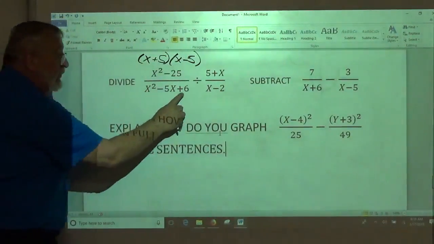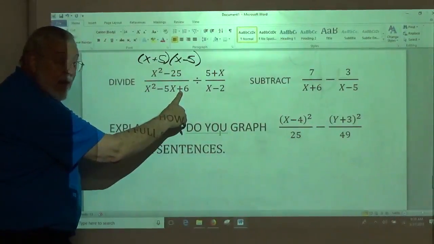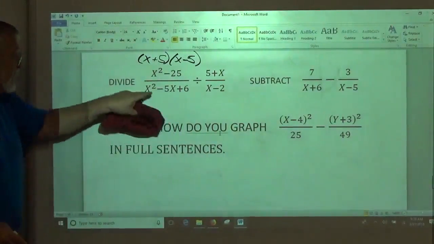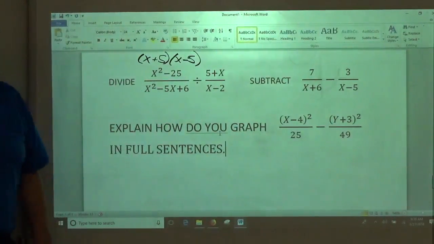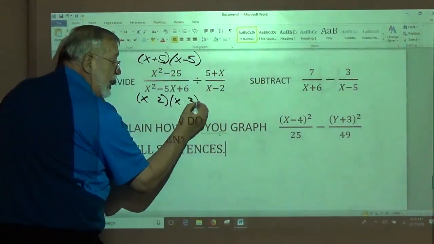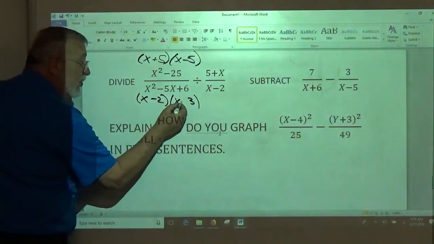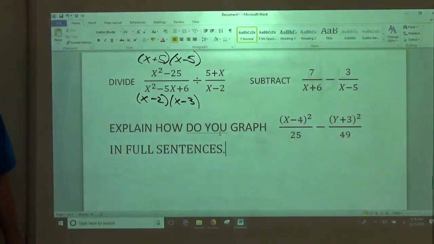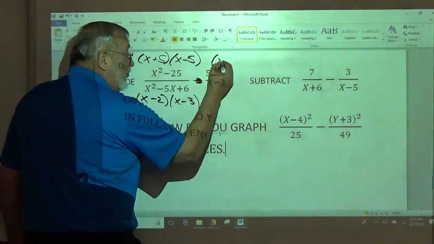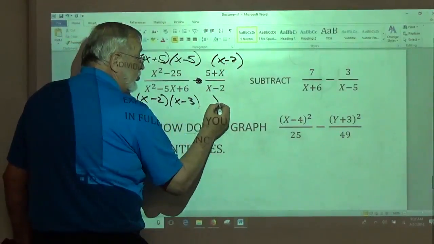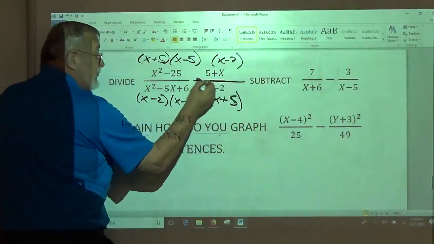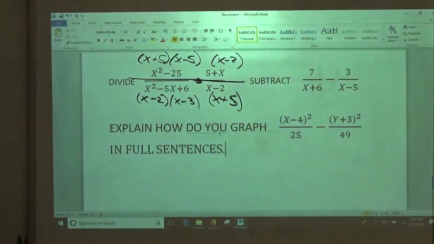Now again, here we have a plus. Signs are the same, and they add up to 5. What are the factors of 6 that add up to 5? 2 and 3. So this is x plus 2, and this is x plus 3. That adds up to 5. Okay? Now, copy, change, flip. Now I'm going to turn this around to x plus 5. Okay? Now, what happens next?